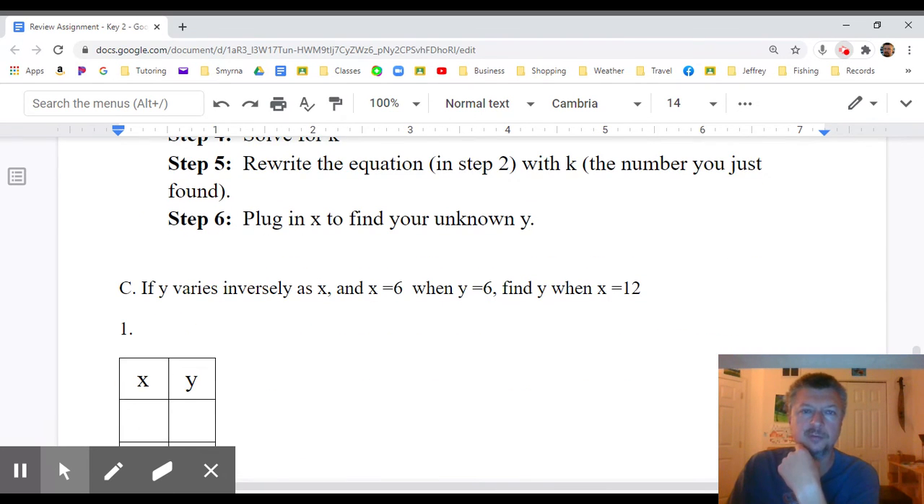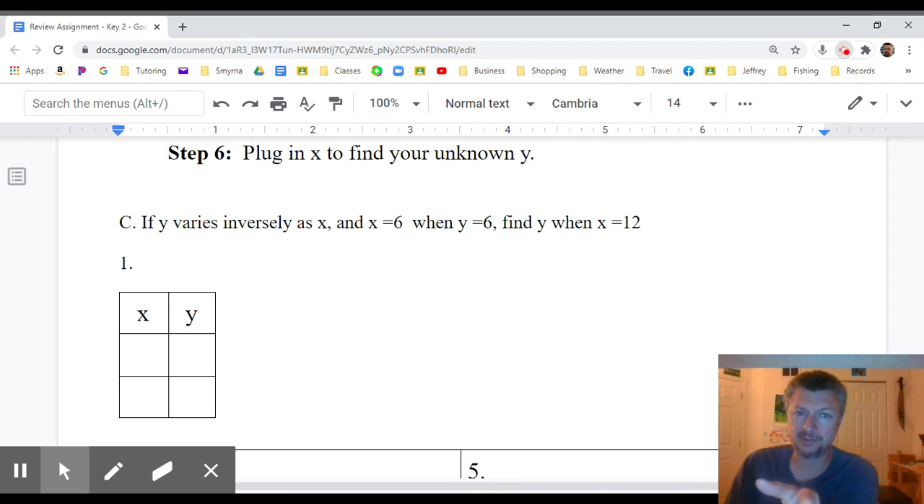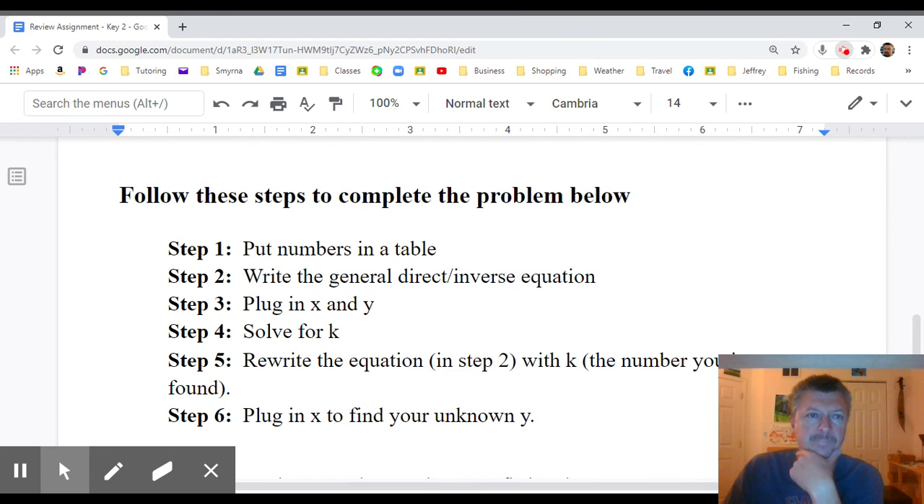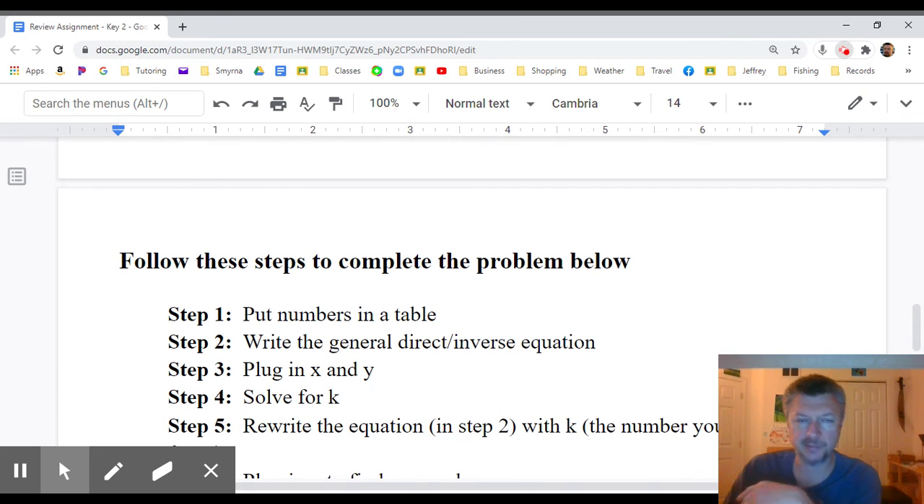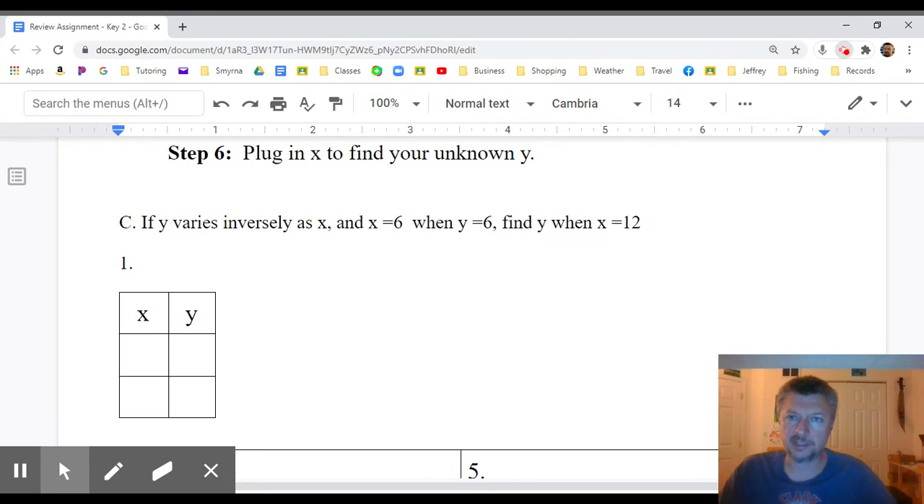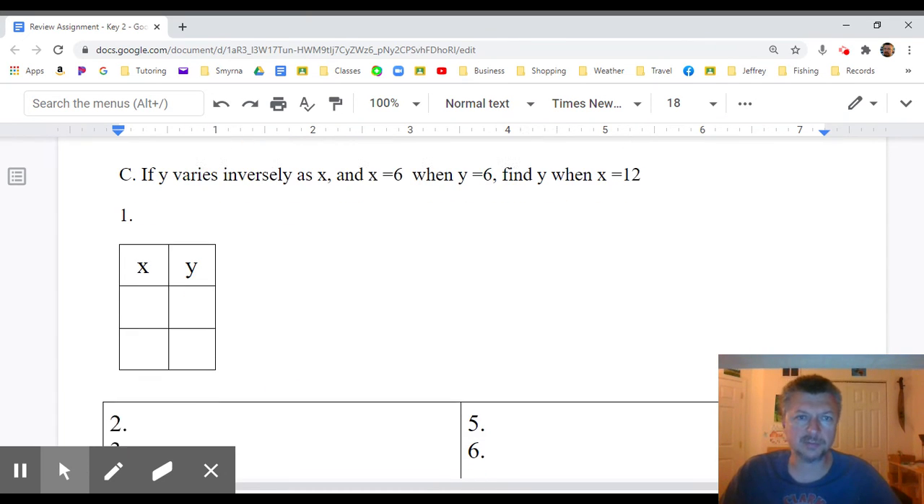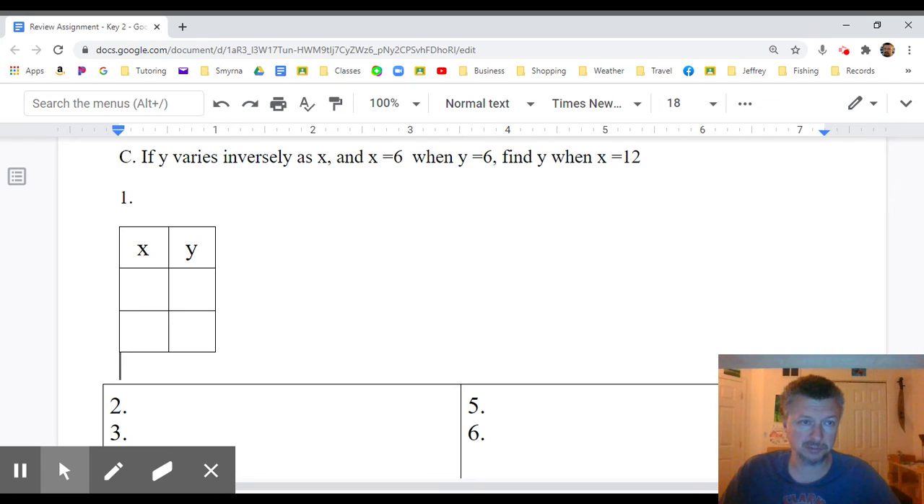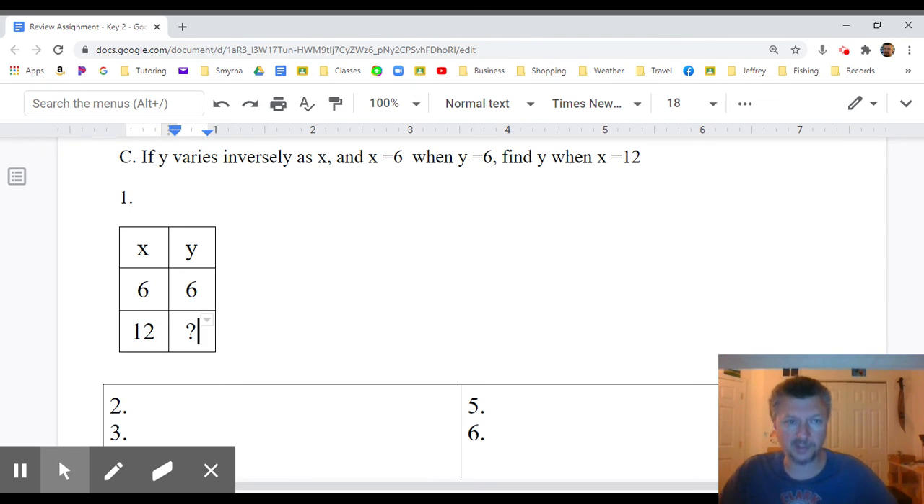Okay, we have one more here. Before we do C, make sure you take time to do it on your own. Try it. All right, so we're going to do it together now. Here are the steps. This is just like you did in week 3. So step 1, put numbers in a table. We have x is 6 when y is 6. It says find y when x is 12. Okay, x is 12, and we need to find y. So I'll put a question mark.